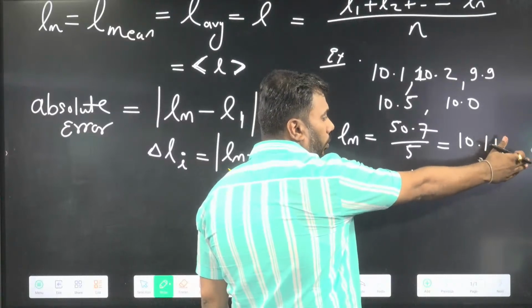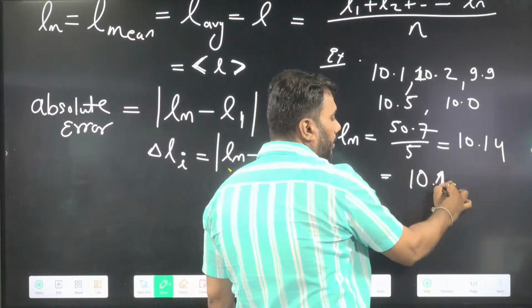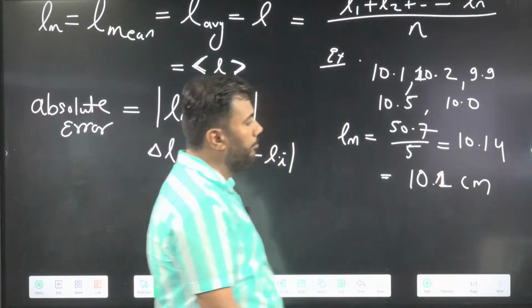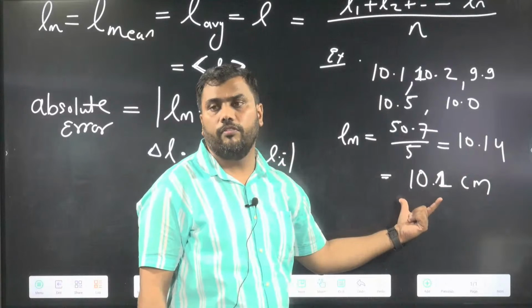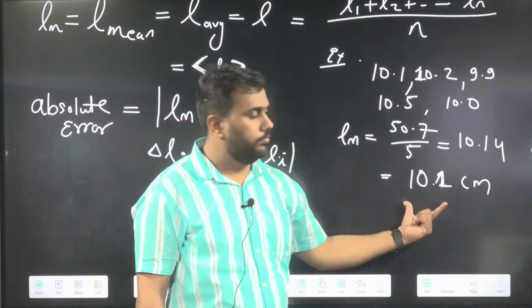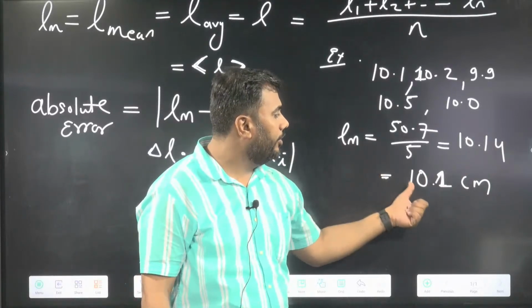I should remove this 4. If I remove this 4, I am getting 10.1. By the rules of rounding off, I am removing this 4 and I am getting 10.1. Okay, so this is my mean value of length.